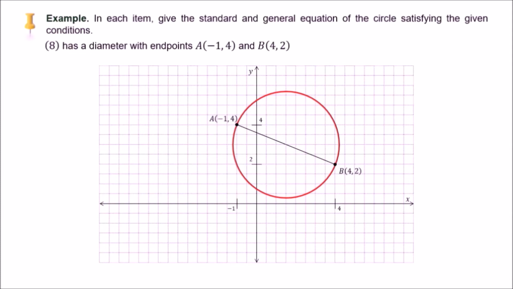Making use of the midpoint formulas, the x component for C would be (-1 + 4)/2. The y component for C would be (4 + 2)/2. Now, -1 plus 4 is 3, over 2, and 4 plus 2 is 6, divided by 2 would be 3.